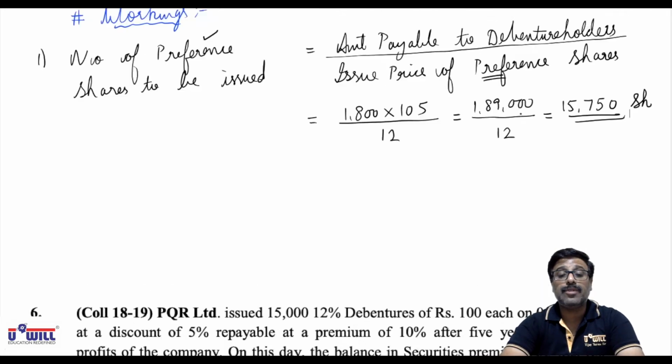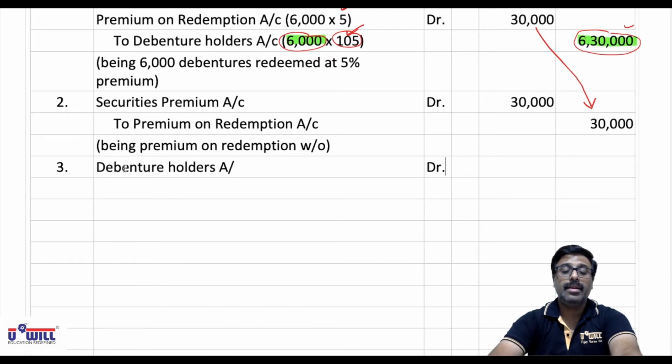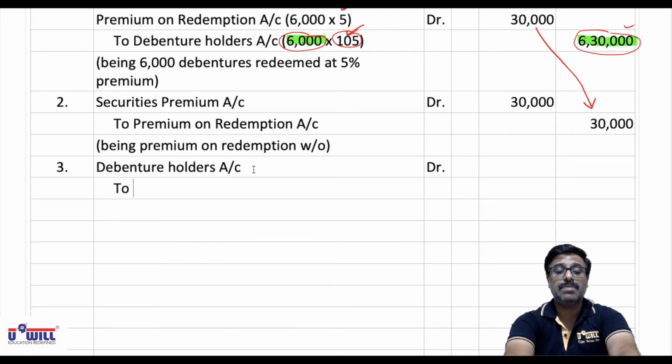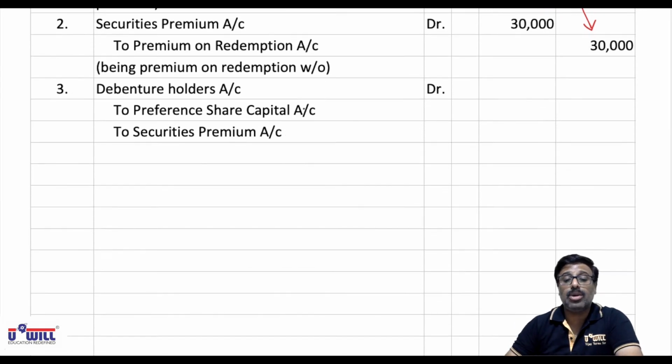Now based on these 15,750 preference shares we will pass the entry. Debenture holders are the receiver, debit the receiver. Debenture holders account debit. And then we are giving the preference shares at a premium. So preference share capital is payable, credit the payable, preference share capital account with face value. And securities premium is our capital profit. Credit all incomes and gains, so to securities premium account. I repeat, what will be the entry for giving the preference shares? Debenture holders account debit to preference share capital to securities premium.